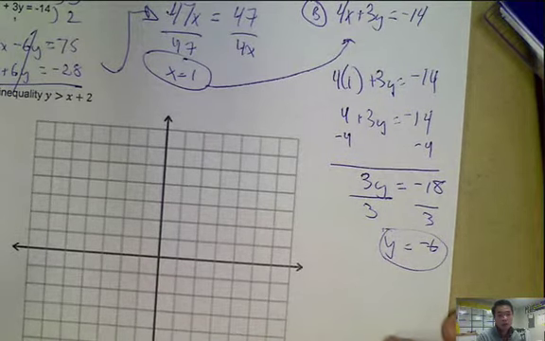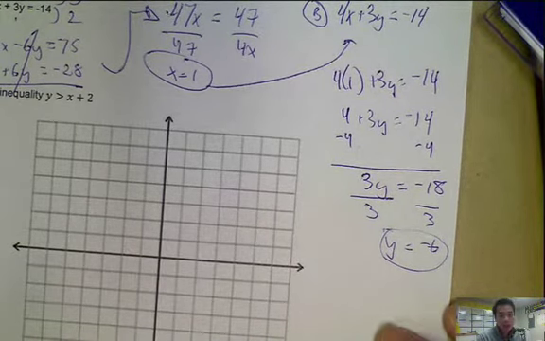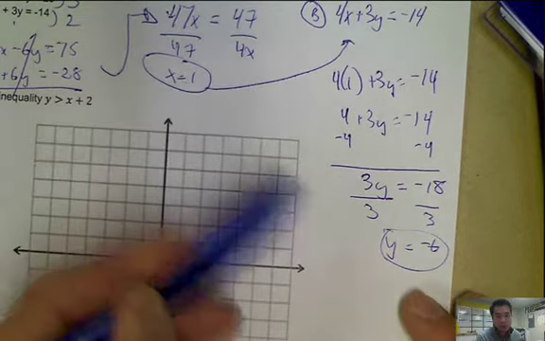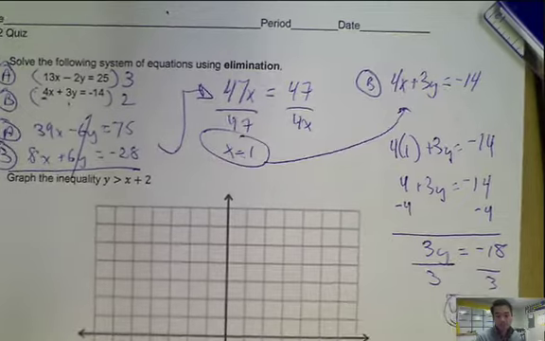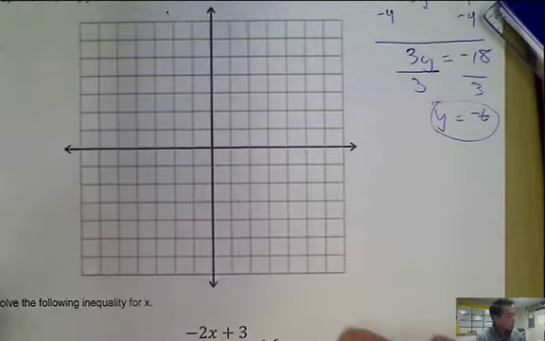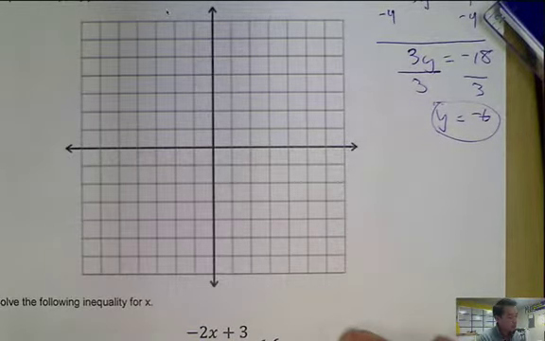And make sure that you also test for equation A now. Take both of these and put them into equation A, and you should get 25, and you should be good. Okay? Next, graph the inequality y is greater than x plus 2.